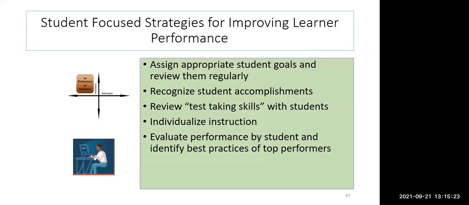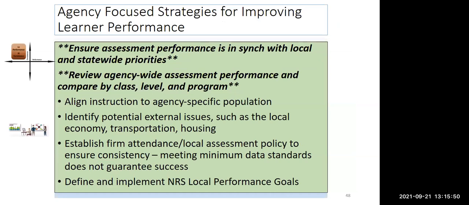Sticking with the student level, but looking at performance, we're looking at things like test-taking skills, recognizing our superstar students, evaluating our superstar students and seeing what makes them tick that others aren't doing, and sharing the practices of our superstar students with other students so our less performing students start to perform more like superstars, so to speak. When we're looking at agency level strategies for performance, we're kind of looking overall at those test results reports and TE.